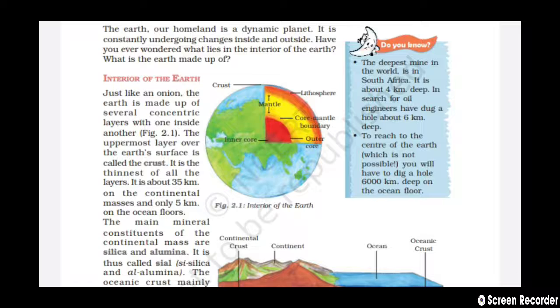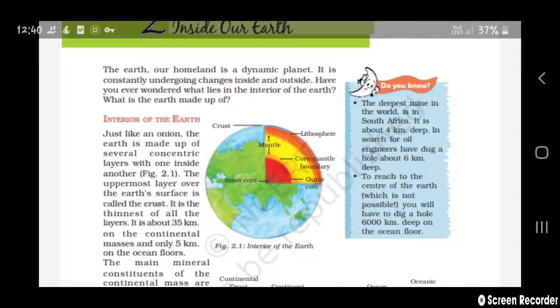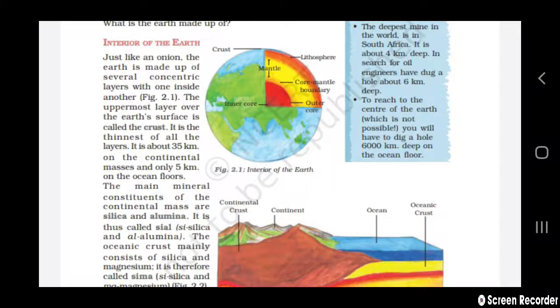The earth's crust is the thinnest of all the layers. It is very thin compared to all the other layers present in the earth. It is about 35 kilometers on the continental masses, and only 5 kilometers on the ocean floor.